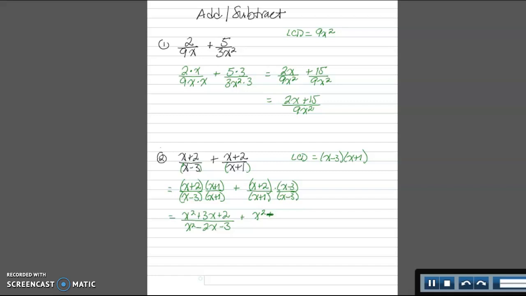That's a minus sign. X squared minus x minus 6. And again, I'm multiplying the denominators, but you certainly don't have to always multiply the denominators. The numerators, however, you do. Because now the numerators we're going to combine. In this case, we're adding them together by combining like terms, which gives me 2x squared plus 2x minus 4.